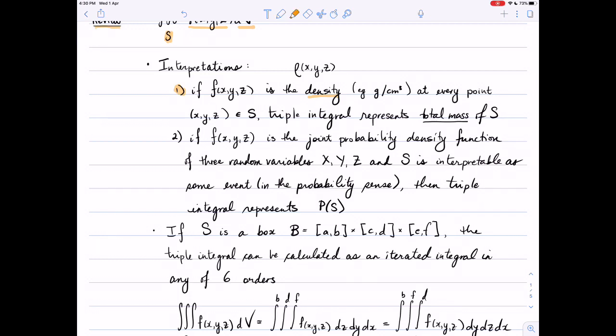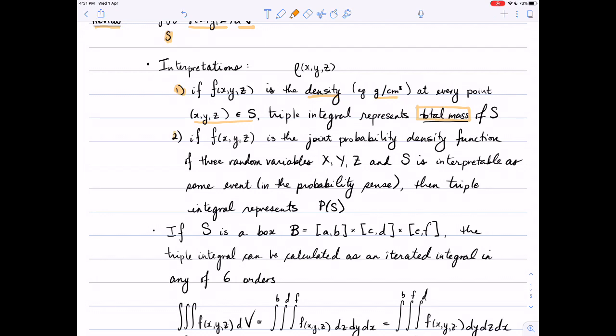So if that is a density function, for example in grams per centimeter cubed, a function that gives the density at every point x, y, z in S, then the triple integral of the function dV over S represents the total mass of the object S.